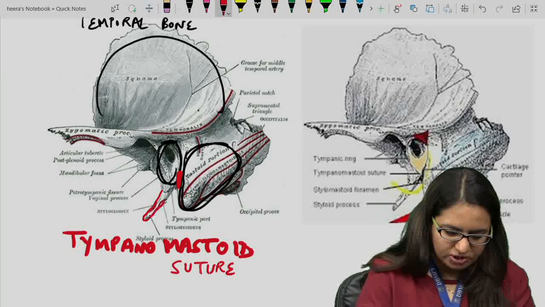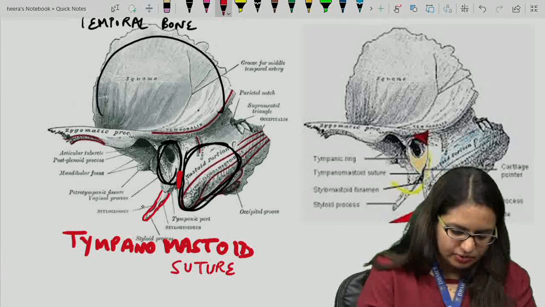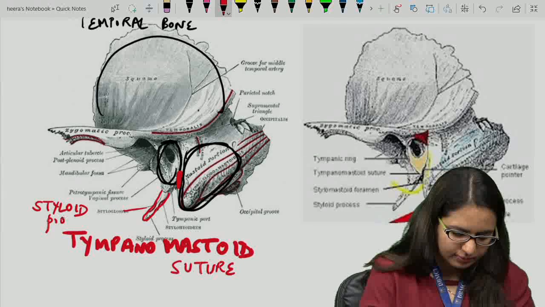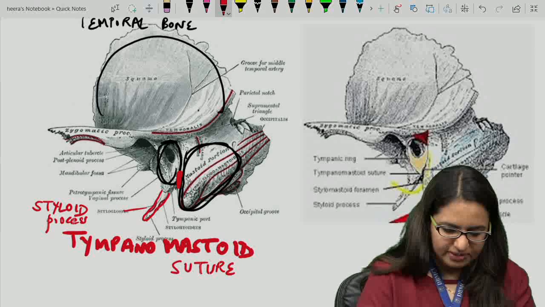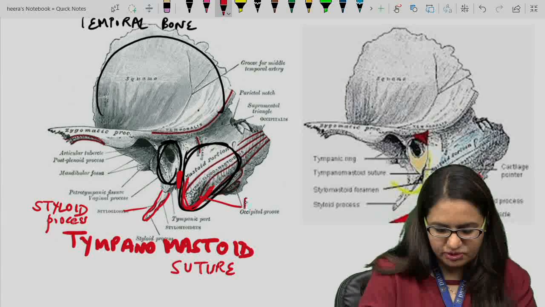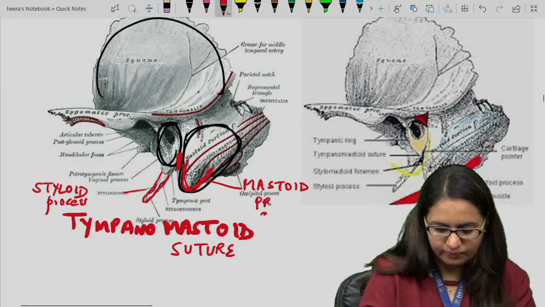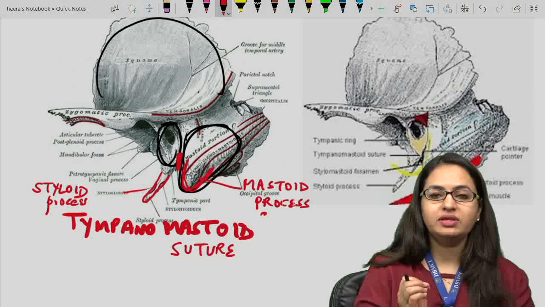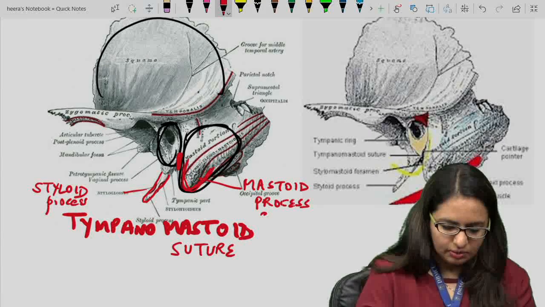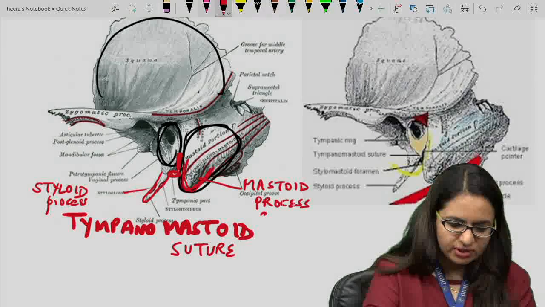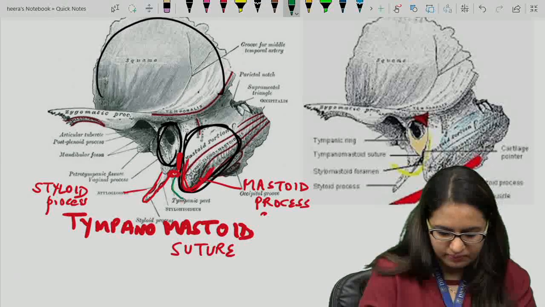Then we see a projection which is going down. This is the styloid process. The mastoid portion has an elevation over here, which is termed the mastoid process. Just deep to the styloid process, we have the stylomastoid foramen. This is the location of the stylomastoid foramen.